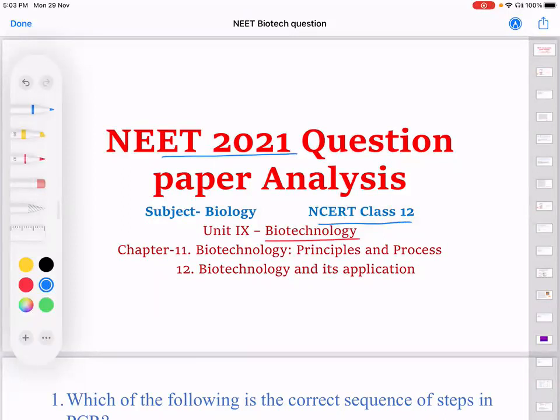So this unit 9, biotechnology, has got two chapters, chapter 11 and chapter 12. Chapter 11 is basically about biotechnology principles and process, and chapter 12 is about biotechnology applications. So in short, the questions that have come from these two chapters will be discussed in this video. The questions, the solution, and its relevance to the NCERT text, everything will be discussed in detail in this video.